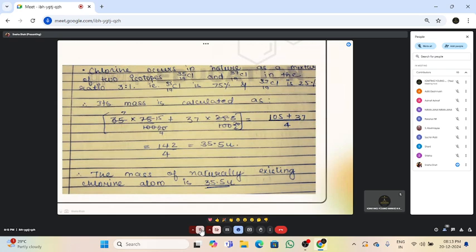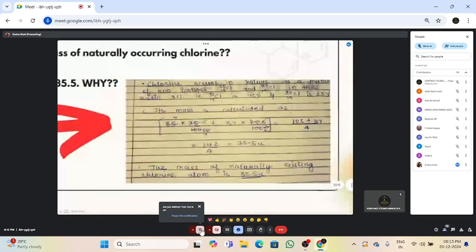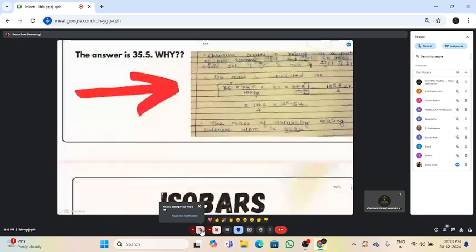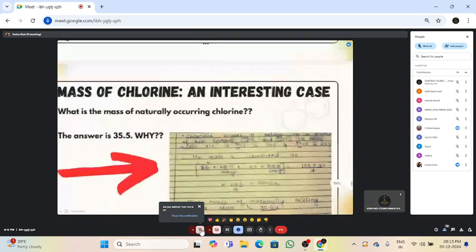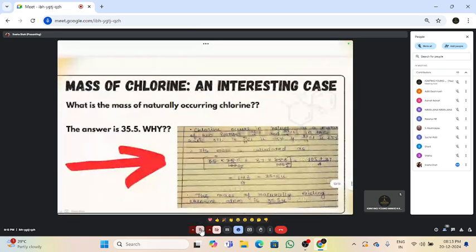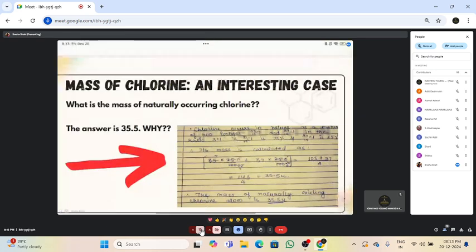That is why the mass of naturally existing chlorine is 35.5, because when we calculated it practically, the sample of chlorine weighed 35.5 and not 35. All right, is this clear? Is this easy to understand? Any doubts? Okay.